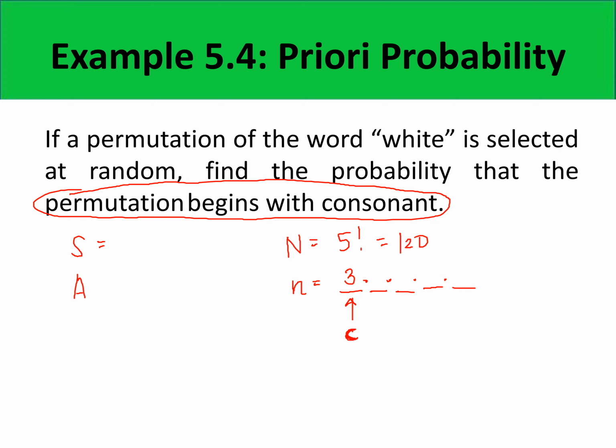Now, for the next 4 positions, we can choose any of the remaining letters. Since one letter is already in the first position, there are only 4 letters left to choose from for the second position. And for the third position, since 2 of the letters were already used in the first 2 positions, the third position will have 3 choices left. And then we have 2 for the fourth position and only 1 choice for the last position. So getting this product, we get 72. So therefore, the probability that the permutation begins with a consonant is 72 over 120.